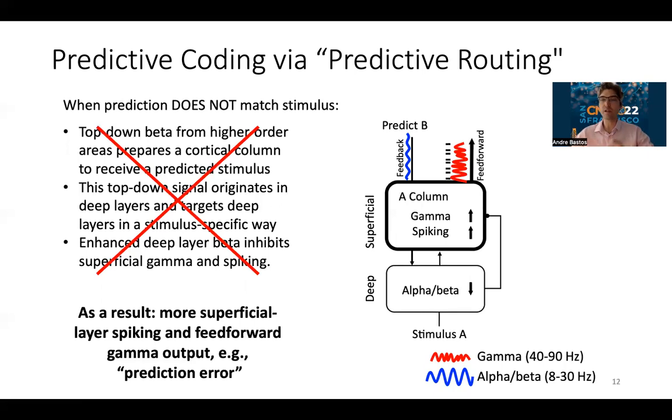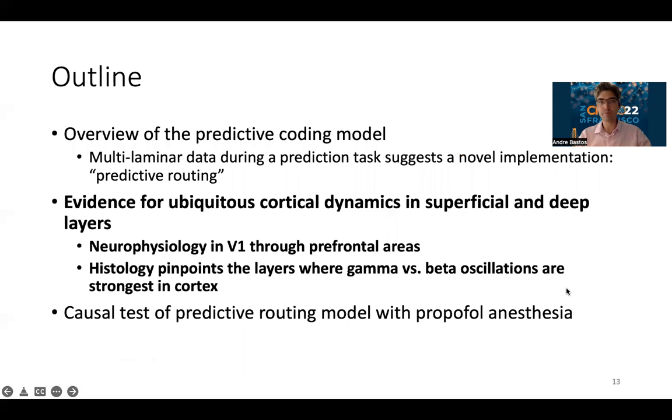And so the main difference here that we are proposing with predictive routing is that the real heavy lifting, the real computational work is being done by these dynamics, which we see over and over again in all of these different tasks. Wherever we measure throughout cortex, we see this interplay between alpha, beta, and gamma. And with that, I'd like now to launch into the second part of my talk, seeing whether this superficial versus deep layer dynamic, how ubiquitous is this across cortex?